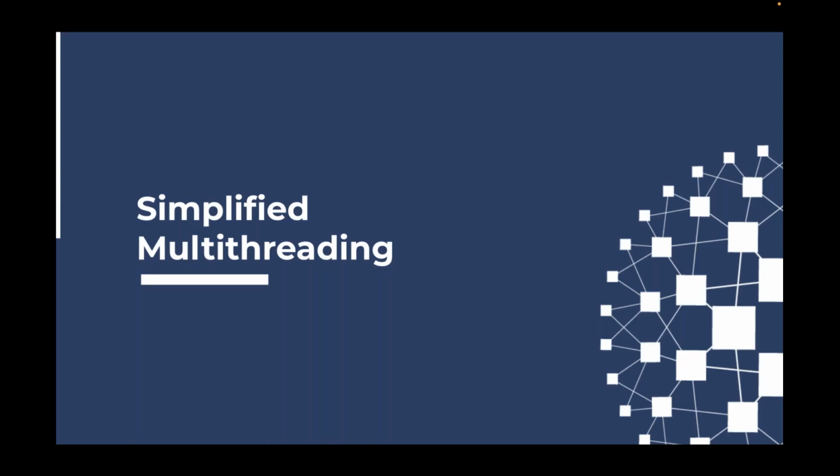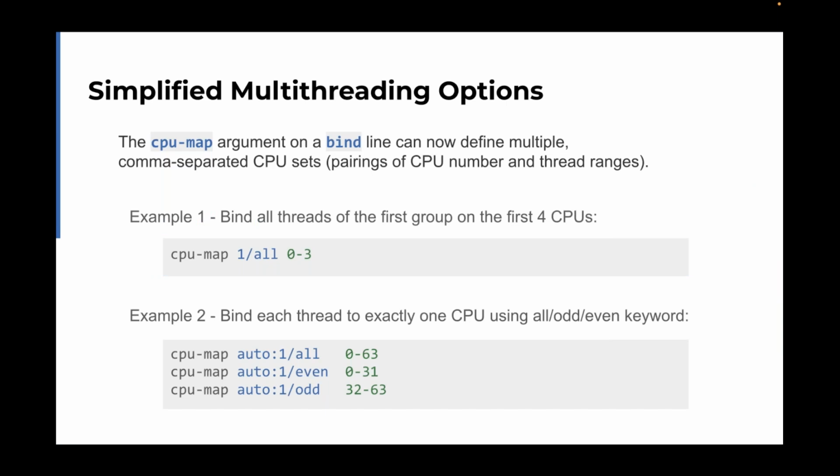Now, because performance of HAProxy is always top of mind here, this release gives you a few tools that simplify multi-threading and help you get the best performance out of your resources. So version 2.8 adds the ability to add a CPU map argument, and you can define multiple comma separated CPU sets to be able to accomplish this. On most operating systems, it's possible to bind a thread group or a thread to a specific CPU set, and this helps you do that.